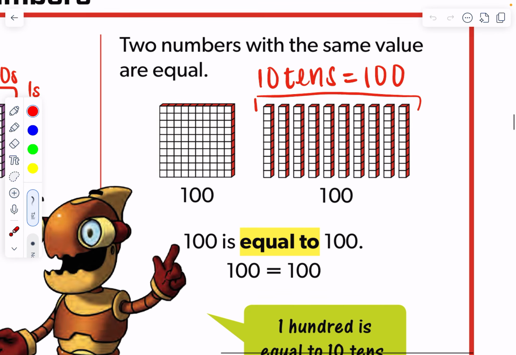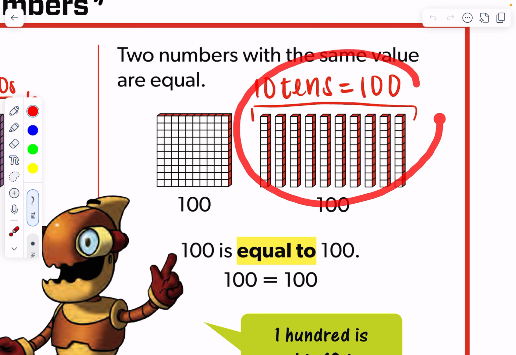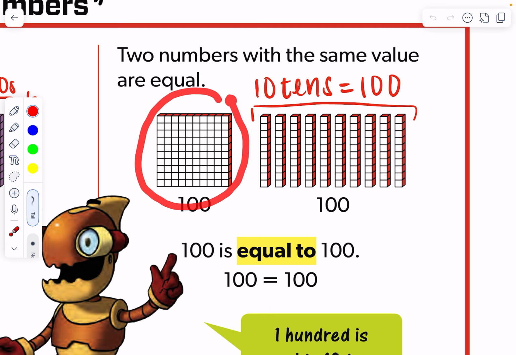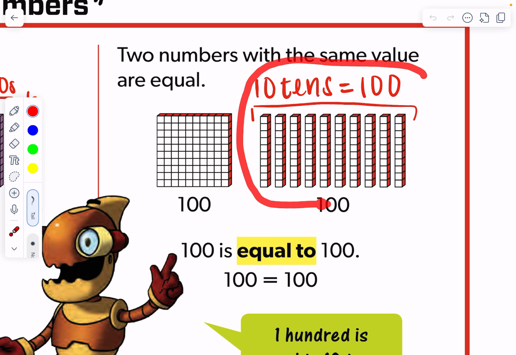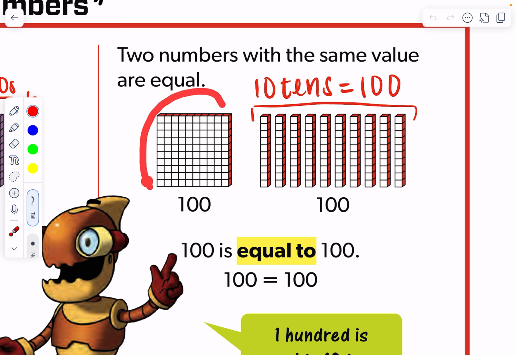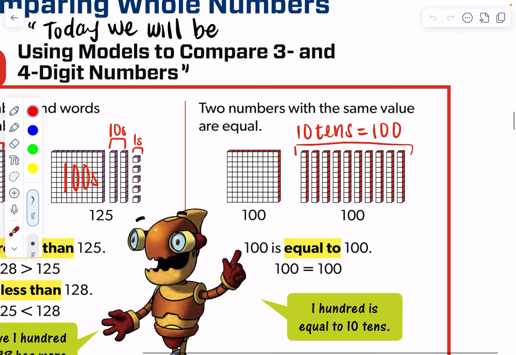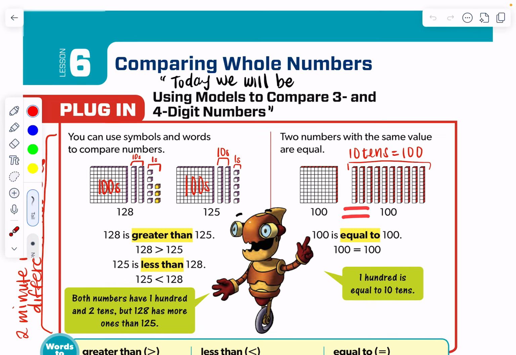Now, in this second question, we have 2 numbers. We have 2 models again. The first model shows 100 block, whereas the second model shows 10 tens. What we know is that 10 tens is equivalent to 100 as well. So because this first model is equivalent to 100 and this second model is equivalent to 100, then these 2 values are actually equal to one another.